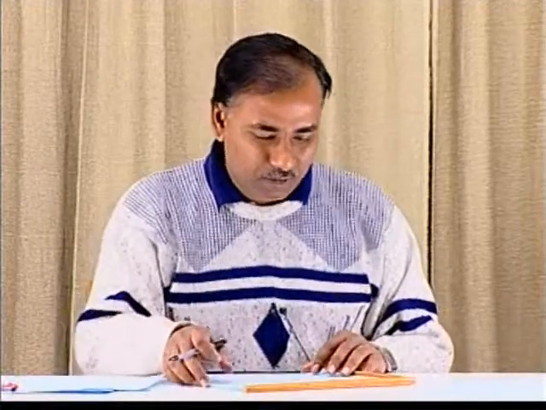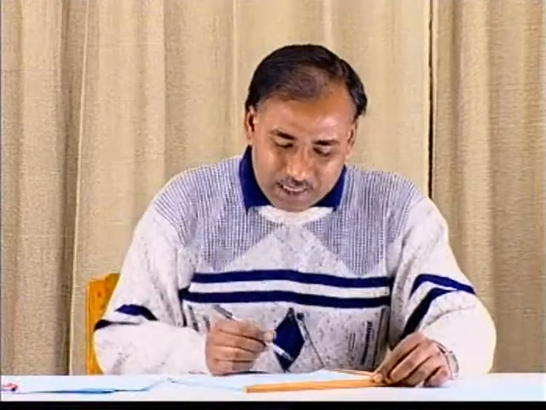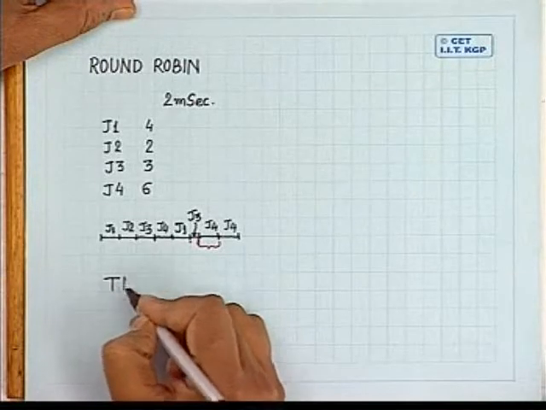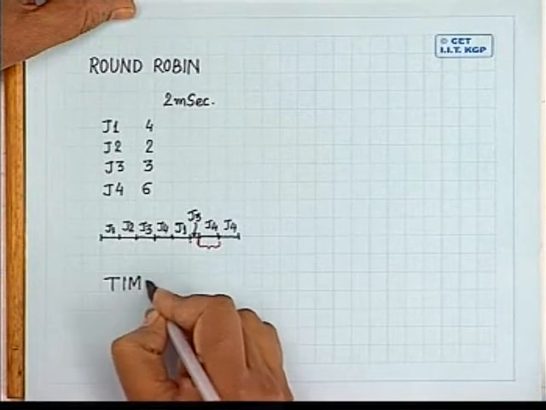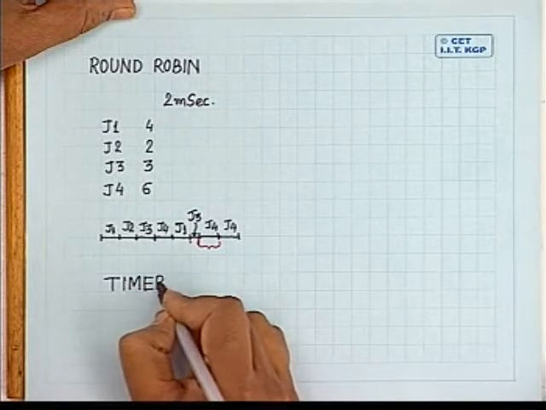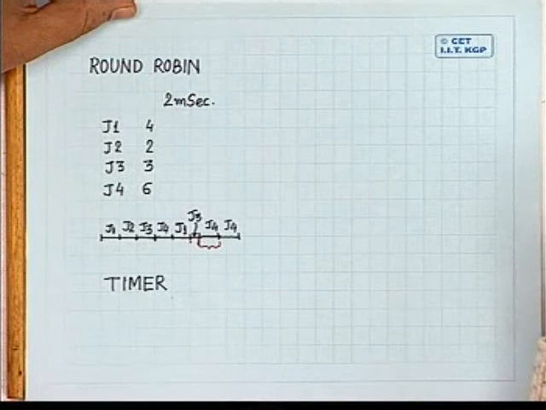Now, when I go for this round robin scheduling, you must have noticed that I must have some agent who will tell the CPU that one quanta is over, isn't it? That means I must have some timer in the system.